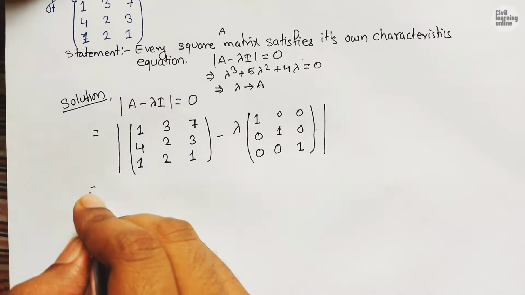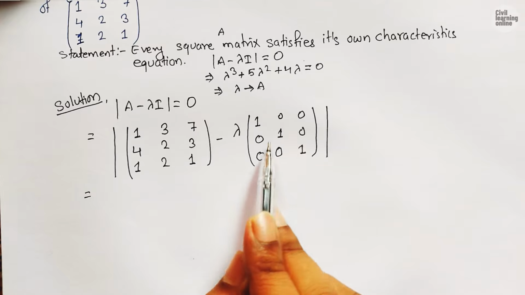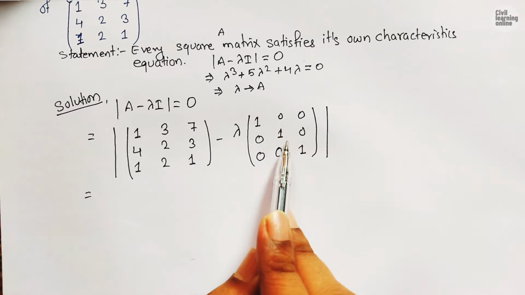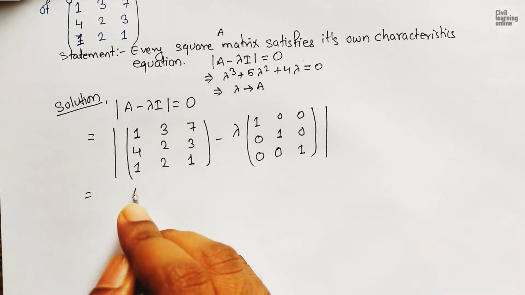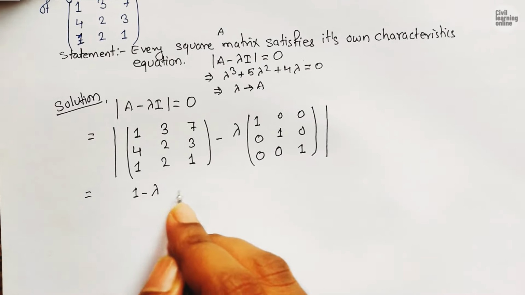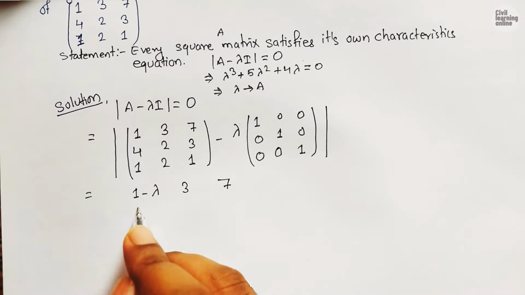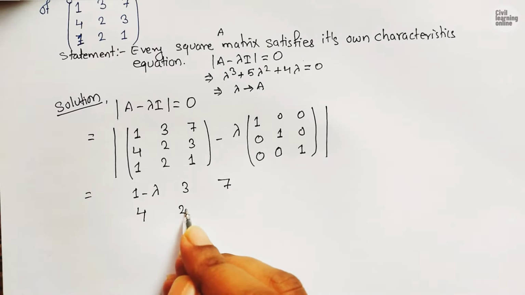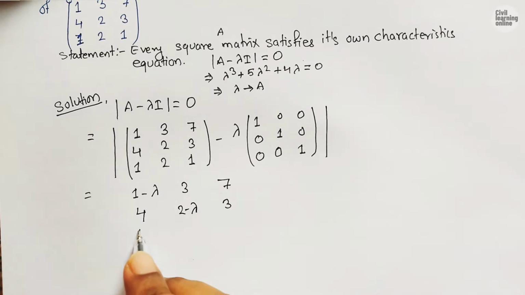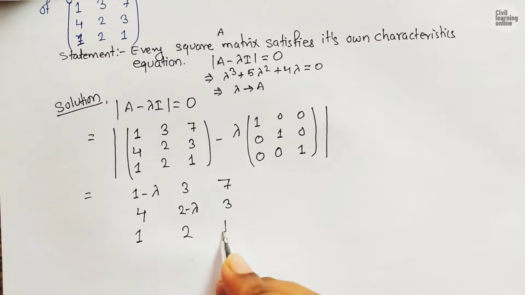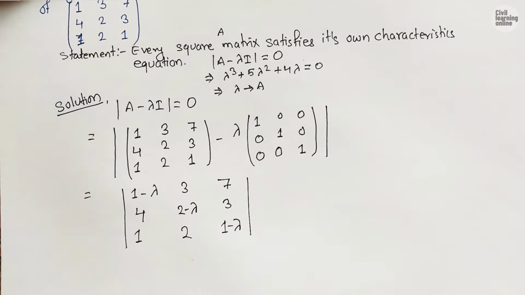So now we will need to resolve this. We need to multiply lambda with each and every element of this identity matrix, and then we will subtract that. On doing so, we will get here 1 minus lambda and the remaining other elements will be written as it is. Similarly, we will have here 4, 2 minus lambda, and here it is 3 as it is. Similarly, 1, 2, 1 minus lambda, and draw the bracket for the determinant.